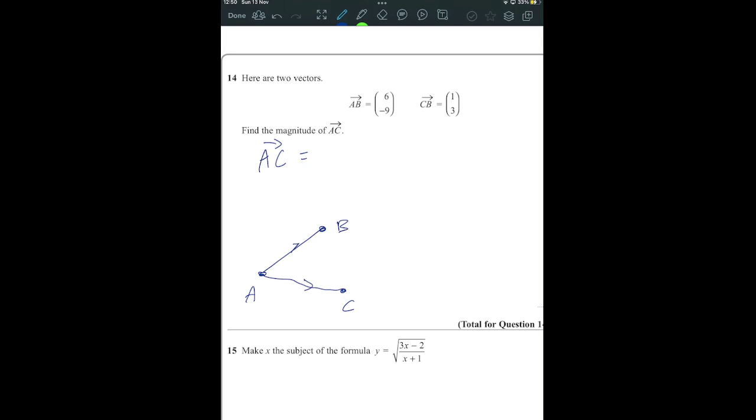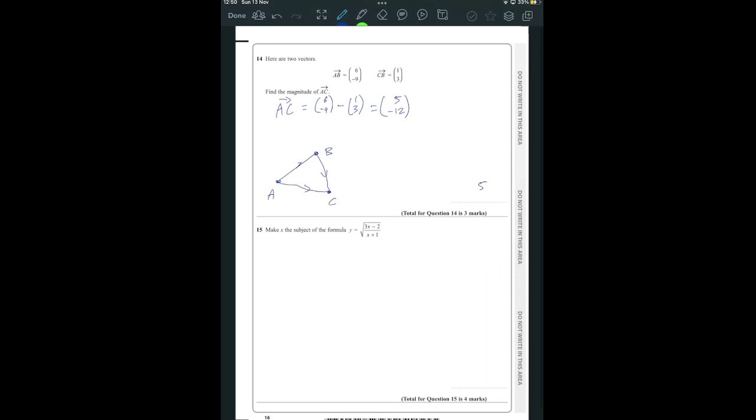actually I can go to B and then back, or going from A to B is 6, negative 9. Going from B to C is the opposite of going from C to B. So instead of adding, we're subtracting. So that gives me 5 on the top, negative 12 on the bottom. 5, negative 12.